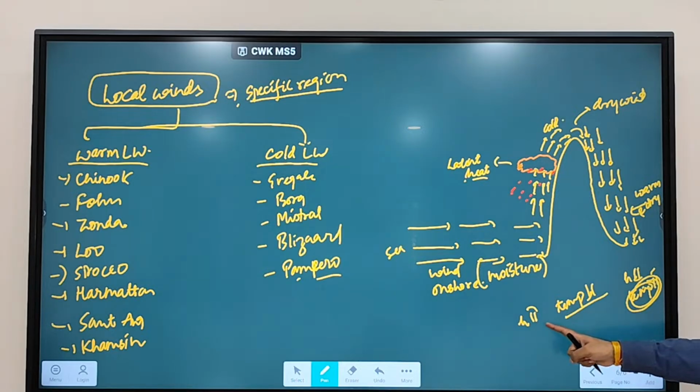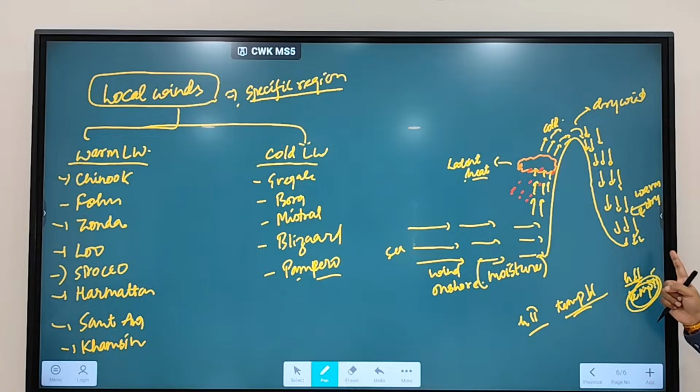Fine. As you are going up, temperature is decreasing. So as you are coming down, what will happen? Temperature will increase. So this cold wind will become which type of wind? Warm and dry wind. Fine.